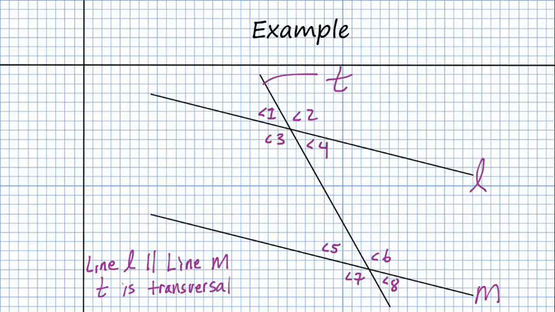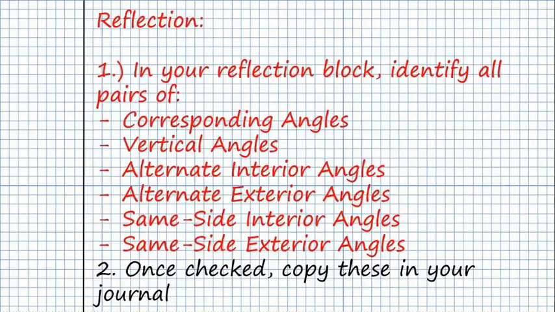So after you've drawn this diagram, what you need to do is you need to move on and do your reflection. So our reflection is you have to identify all of the pairs in that diagram of corresponding angles, vertical angles, alternate interior, alternate exterior, same side interior, and same side exterior. So do all of that, make sure that you get your check, right? Get your little mark here, and then once you've been checked, copy these into your journal notes.